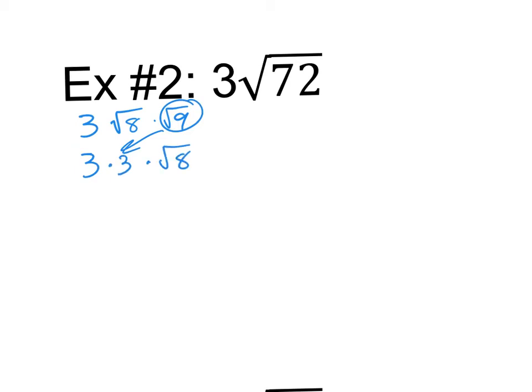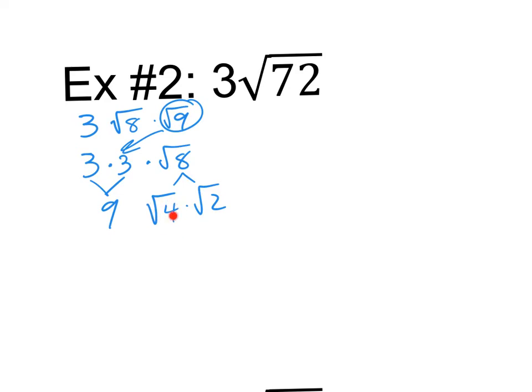But then you have to ask yourself, can I keep breaking this down? And yes, you can, right? 8 is 4 times 2. So I can think 3 times 3, we already know that's 9. And 8 we could write as the square root of 4 times the square root of 2. Once again, you should see square root of 4. You should know what that is. You could break it down as square root 2 times square root 2.